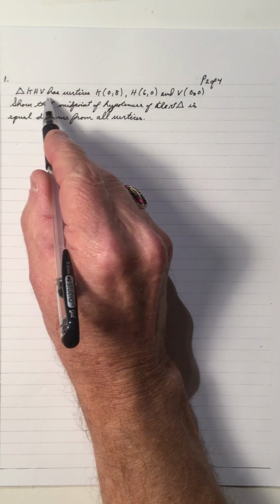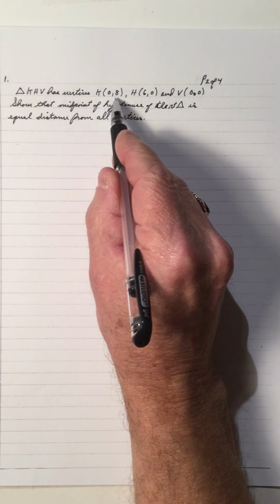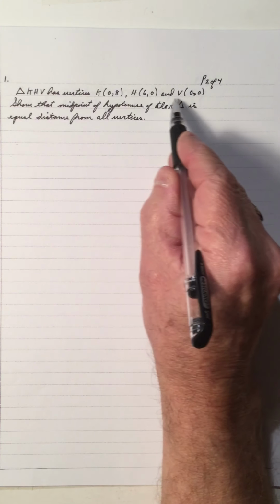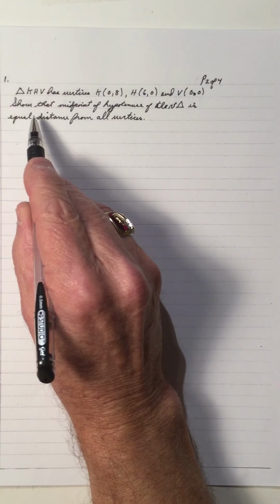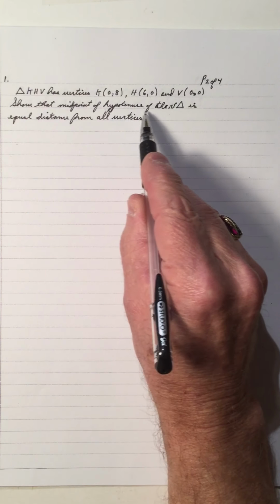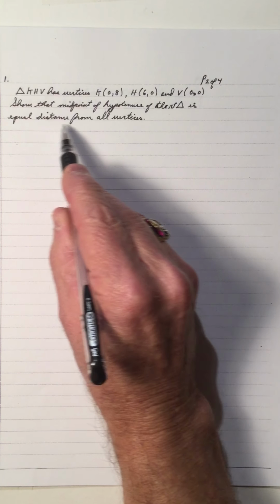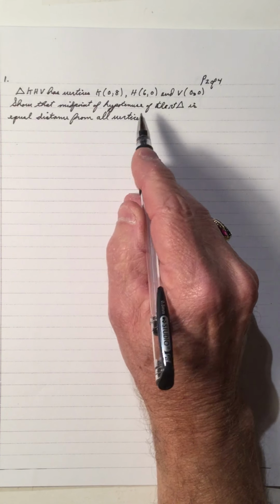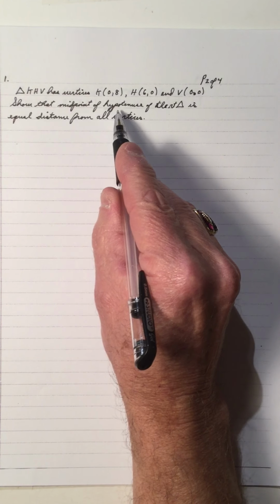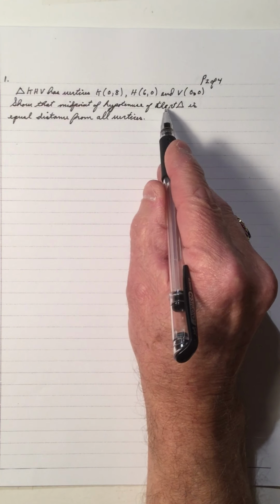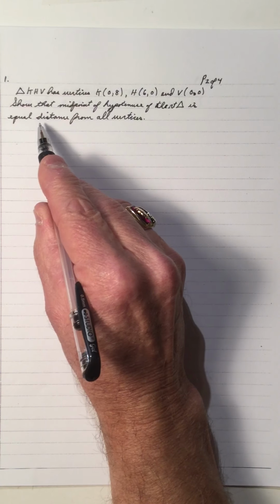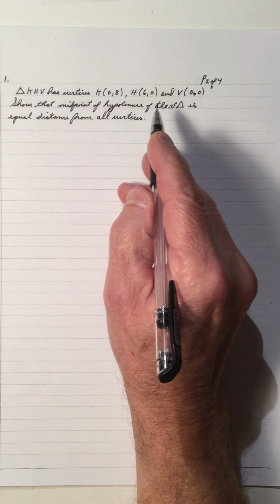Triangle KHV has vertices of K(0,8), H(6,0), and V(0,0). Prove that the midpoint of the hypotenuse of the right triangle is equal distance from all the vertices. So we have to prove that the midpoint of the hypotenuse of a right triangle, where we have a right angle, is equal distance from all the vertices.